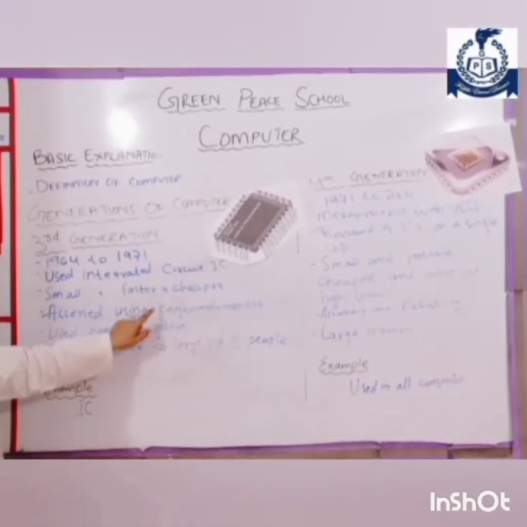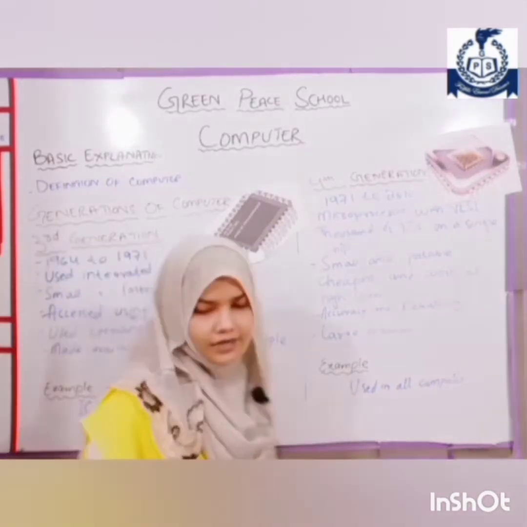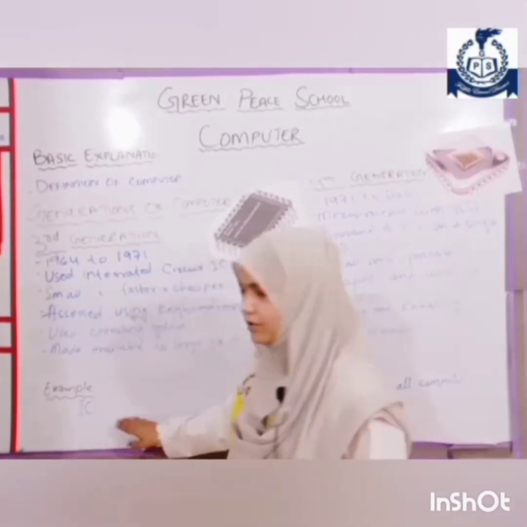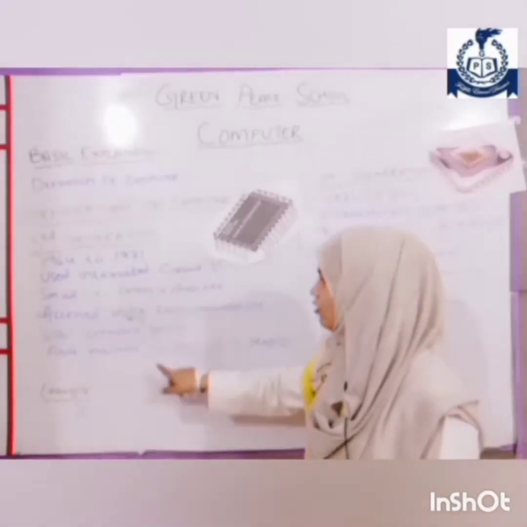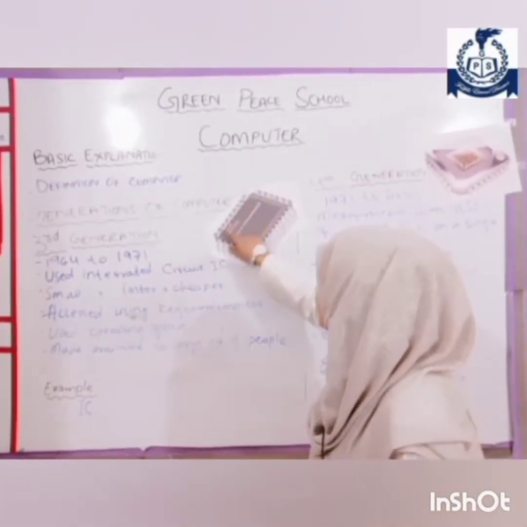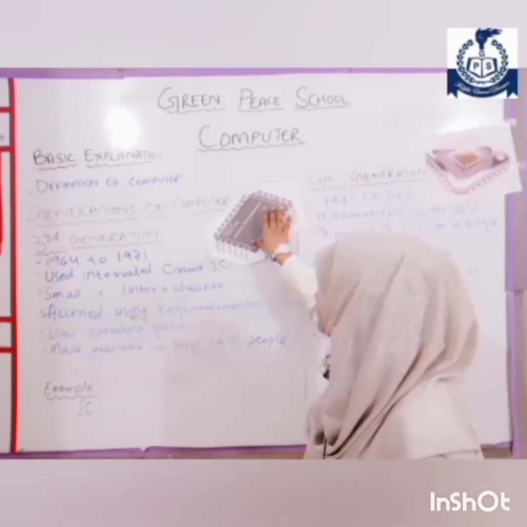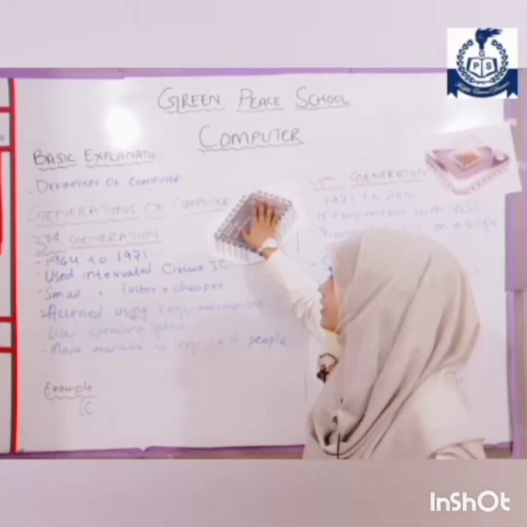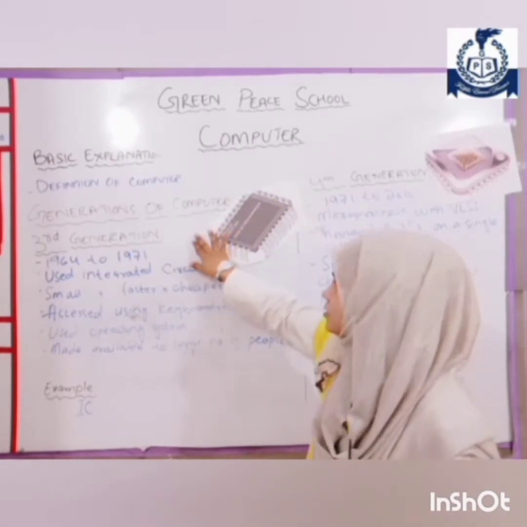In this generation, for the first time we used a keyboard and worked on an operating system. The examples of this generation are IBM 360 and IC. These all are examples of this generation, and these all are points of this generation. And this is the IC, integrated circuit, which was used in the third generation.